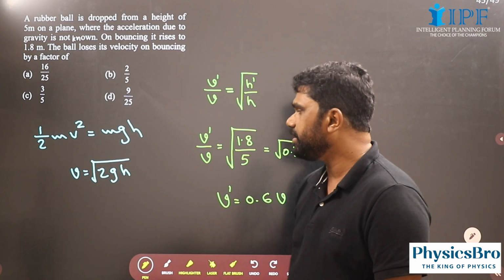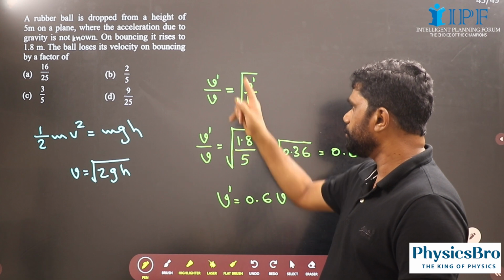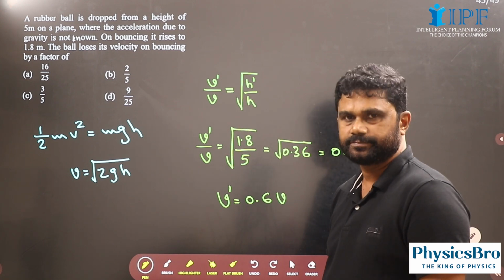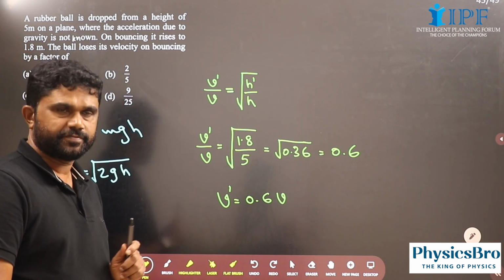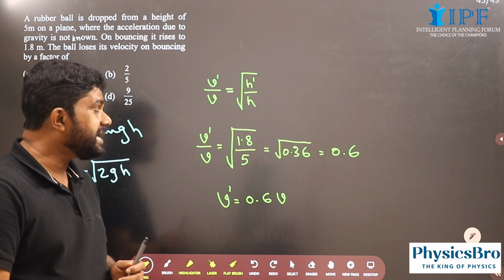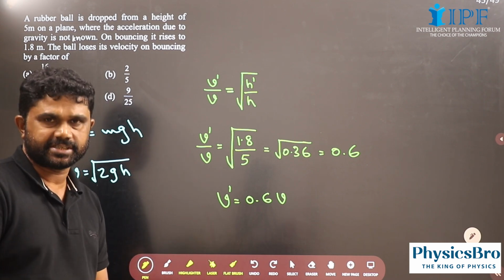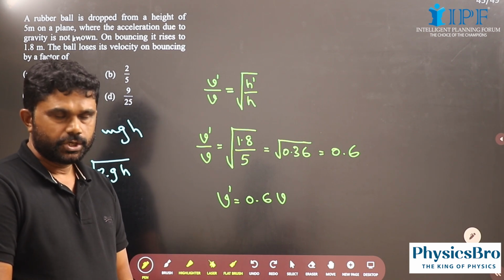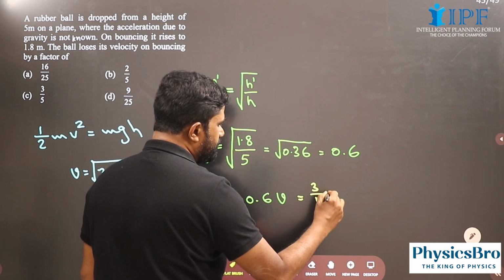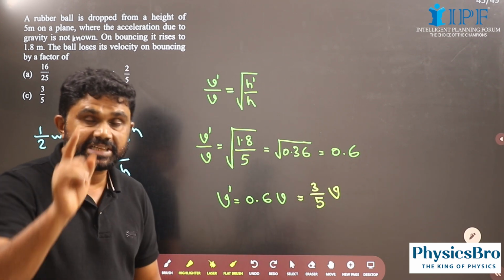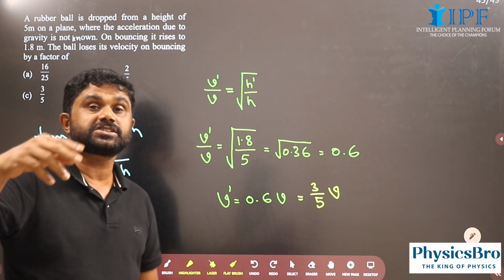In both the cases, v equal to root of 2gh, or v proportional to root h. So v dash by v equals root of h dash by h. h dash is 1.8 and h is 5. That we can write as 18 by 50, or say 36 by 100, and it is 0.36. Its root will be 0.6. So v dash equals 0.6 v, which means it is 3 by 5 v. Final velocity is 3/5 of initial velocity, which means it has lost 2/5.